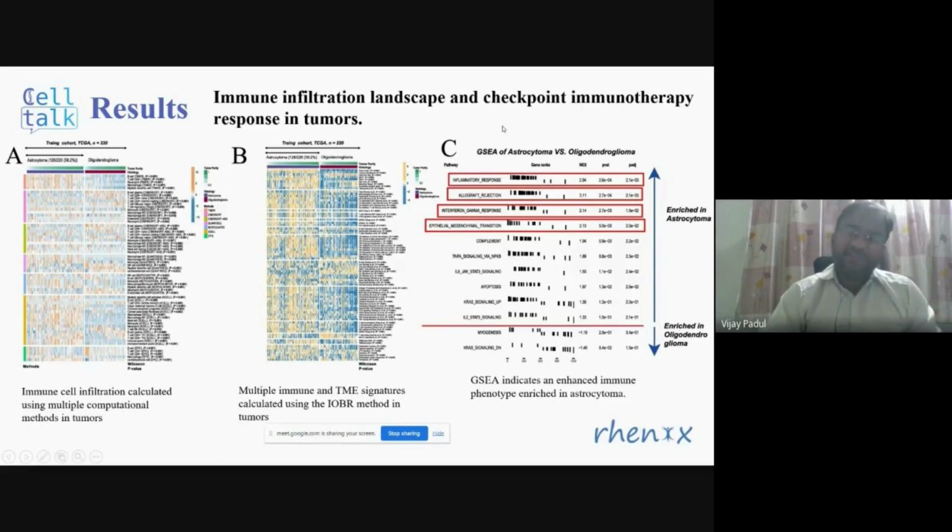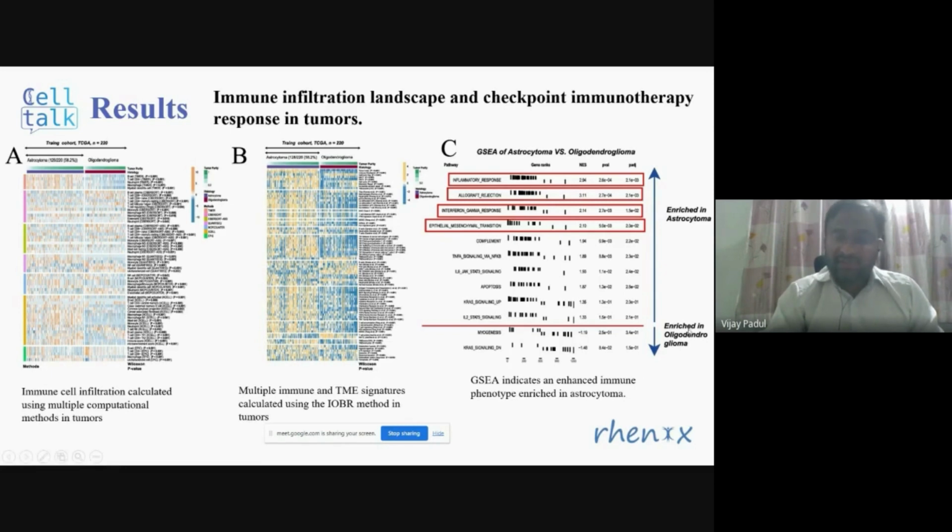Next, they performed gene set enrichment analysis in astrocytoma as compared to the oligodendroglioma. Here, the upper gene sets are more enriched in astrocytoma. If you can see, these gene sets are inflammatory response genes, allograft rejection gene sets, interferon gamma response gene sets, and epithelial mesenchymal transition gene sets. These are mostly related to the immune environment of the tumor, and these were found to be more enriched in astrocytoma as compared to the oligodendroglioma.